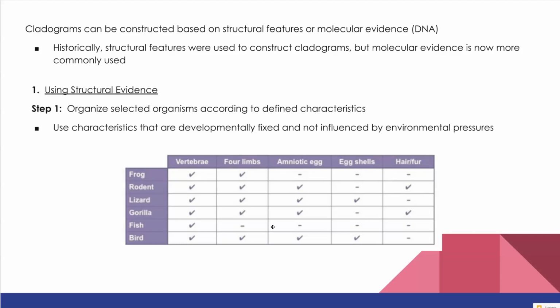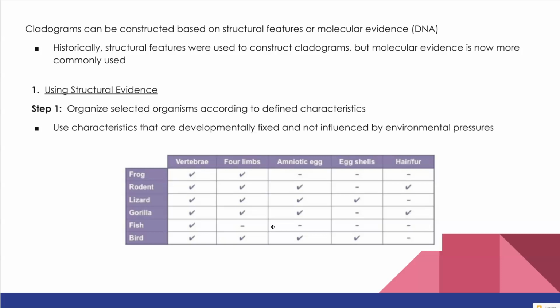So cladograms can be constructed based on structural features, so what you can physically see, or molecular evidence, DNA. Normally in the past, structural features were the only thing that were used to construct cladograms, but now that we know about DNA and we can look at DNA, that is the preferred method to characterize and classify organisms using the molecular evidence. But it's easiest for us and our purposes to use structural evidence because we can see that. We can use pictures and see those features.